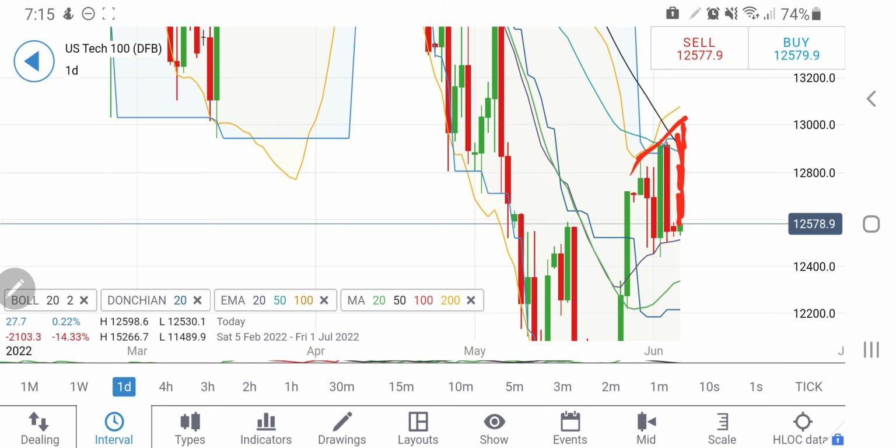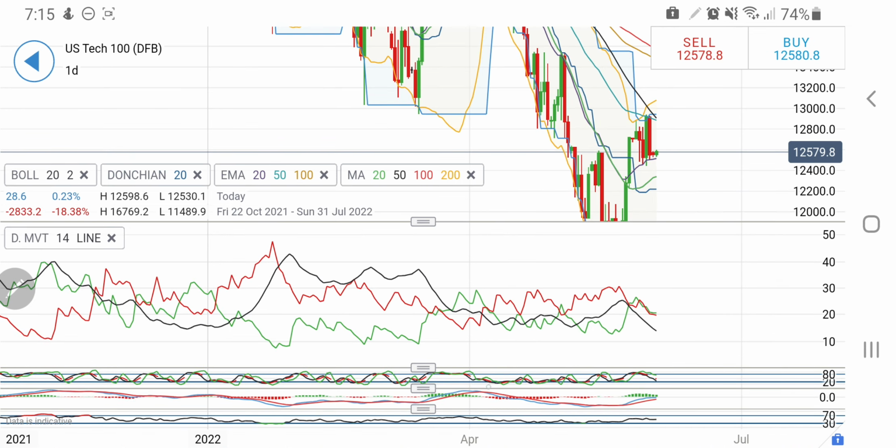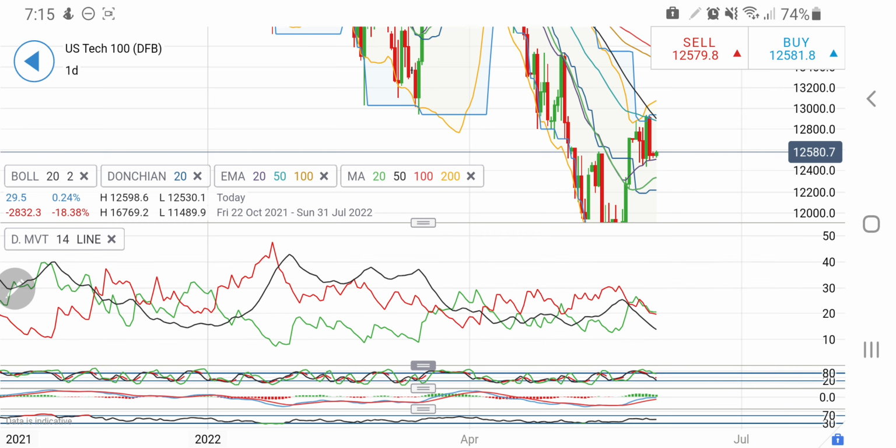So yes, one can remain long about 12,600. The target is 12,700, which is a stronger resistance, and then 12,760, 12,820 levels. If these three are taken, we can definitely remain long on Nasdaq 100 for further rise till towards 13,000 levels.